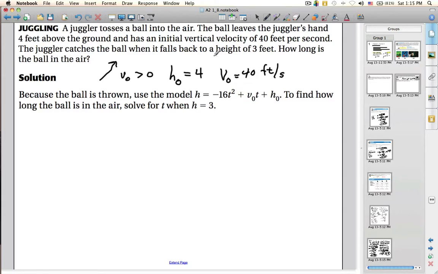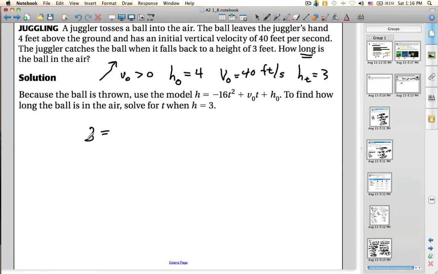Juggler catches the ball when it falls back to a height of 3 feet. So that's the height at the end. How long is the ball in the air? We're looking for t. The height at time t is equal to 3. That's our ending situation. If I take these values now and I plug them in, I'll have 3 feet.